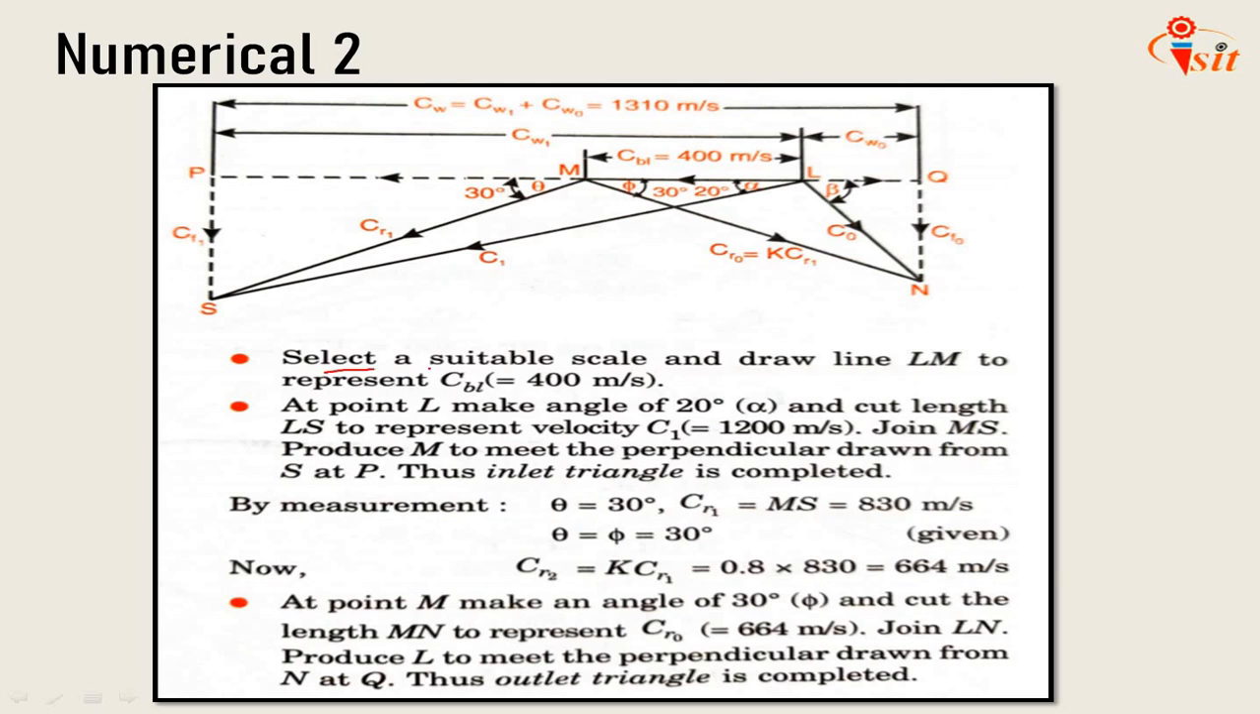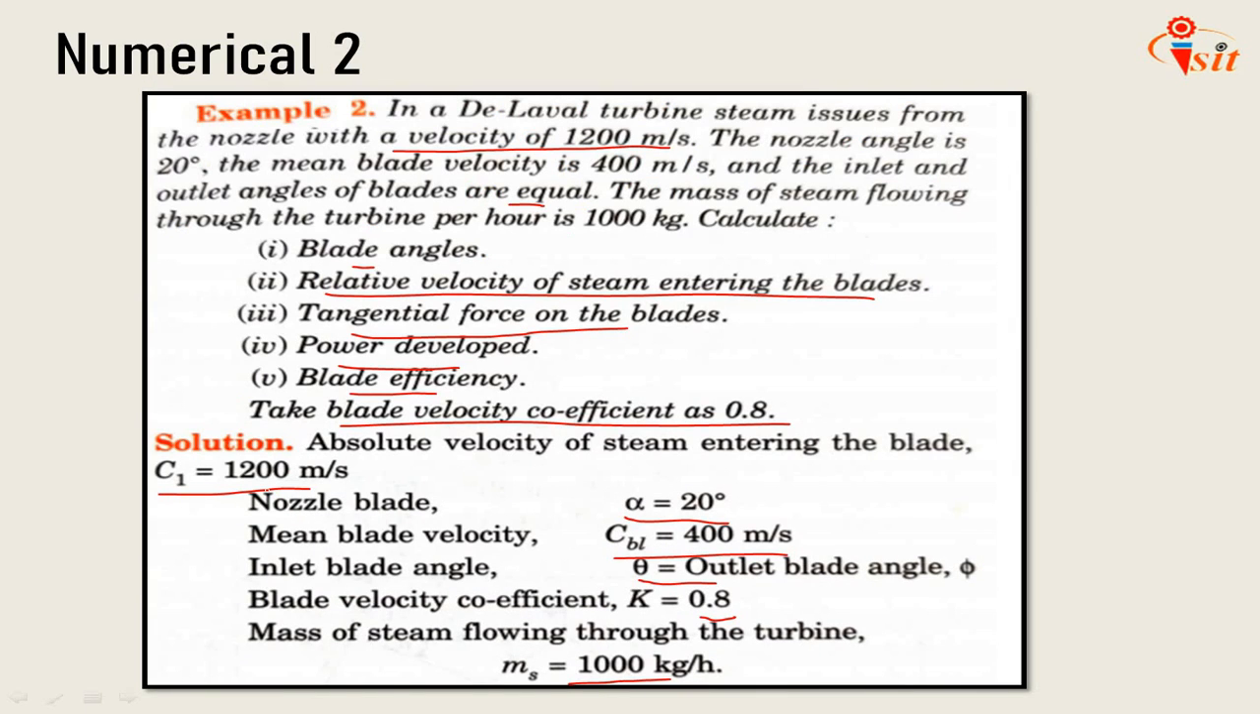Now select a suitable scale and draw line LM. First we need to draw the CBL here, LM, which is already given as 1200 meter per second.